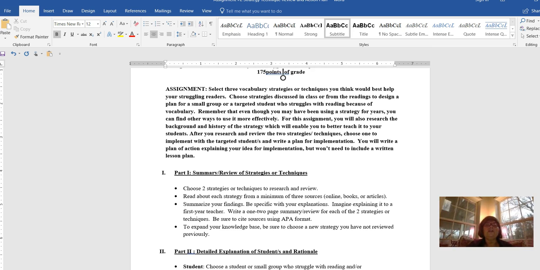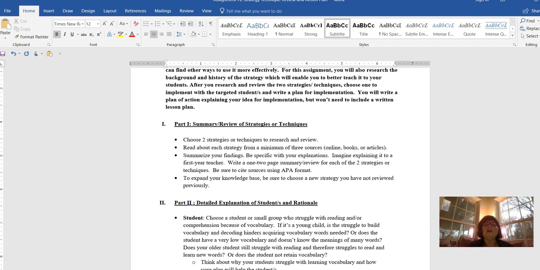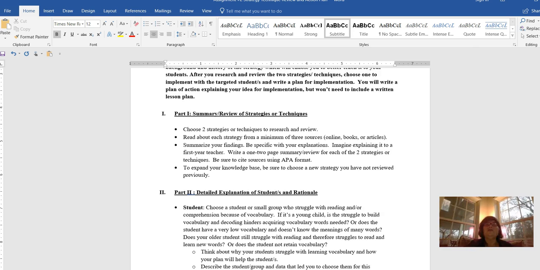And you're going to research, see if you can find any background or history of the strategy. For instance, there is information that so-and-so, some big name guru in reading was the one who started this, who introduced it, who wrote about it, and then many people are using the strategy, even like the KWL. Some strategies you're not going to be able to find the history. That's fine. But just research, write some names, look at people who have talked about it, who have used it, who have changed it, modified it, and then you're going to write a plan of action explaining your idea. You're going to choose one, and then you're going to write a plan of action explaining your ideas for implementation.